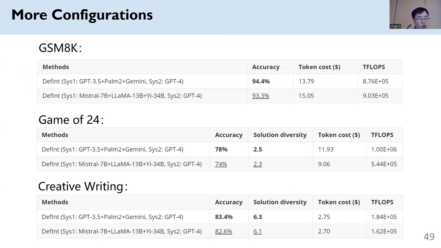We have tried to use GPT-3.5 as the smaller model and GPT-4 as the larger model. These two models are closer in the size of their parameters. We also tried Mistral and Llama, which are only 7 billion or 13 billion parameters, a very small model compared to GPT-4. In this setting, the accuracy is still very high, and the token cost can be even lower in some settings.